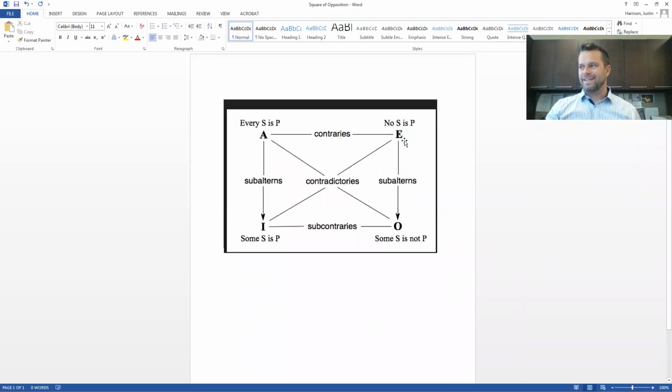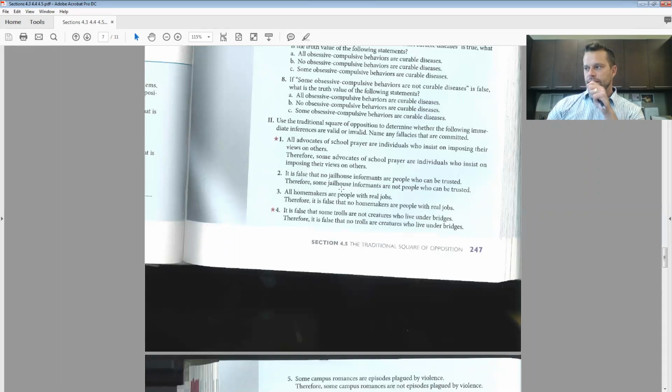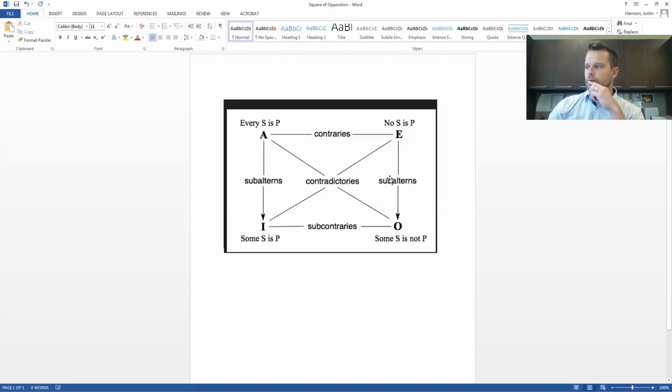So an E statement is given as false. No jailhouse informants are people who can be trusted. All right, so that's an E form statement. The conclusion is, therefore, some jailhouse informants are not people who can be trusted. Really important that we identify what type of statement this is. Some S are not P is an O form statement.